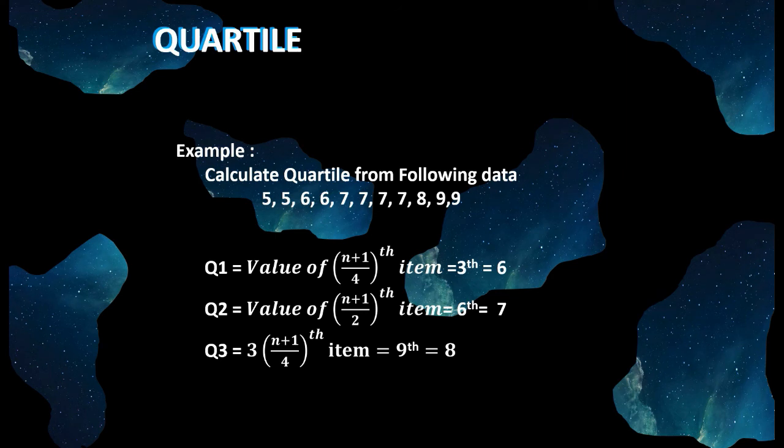And for the last quartile or the upper quartile, the formula is 3 times n plus 1 over 4 item, so the result is the 9th position, so the answer is 8.